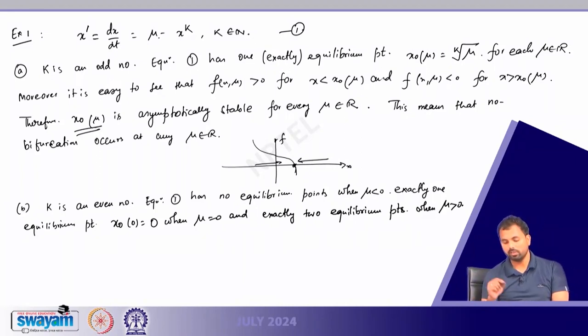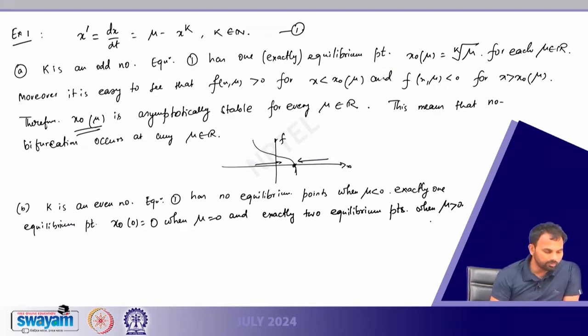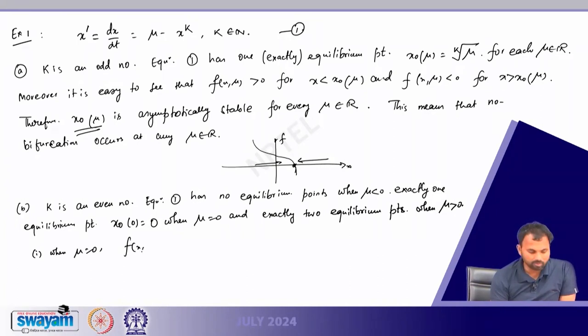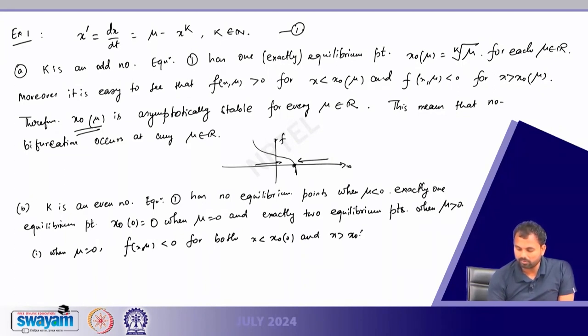When mu is 0, then x is 0, that is one equilibrium point, and when mu is positive, and let us say k is 2, then you will always get plus minus square root of mu, so that accounts as 2 equilibrium points. So when mu is 0, f of x comma mu is less than 0 for both x less than x0(0) and x greater than x0(0), because mu is 0. That means minus x to some even power. It does not matter which side you consider, this is always less than 0.